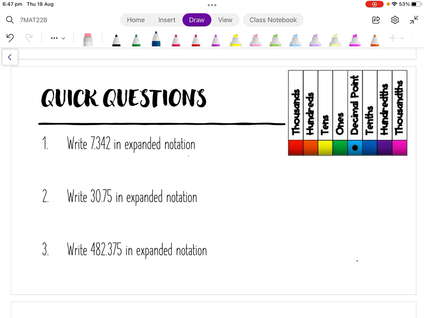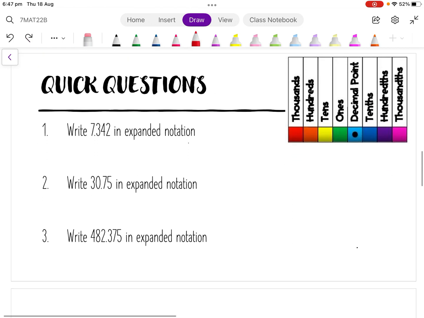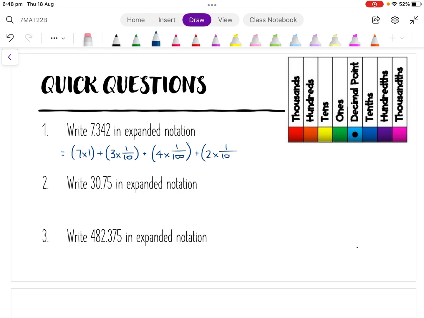Okay, so for writing these in expanded notation, you could have used the diagram over here in order to help you out to do these. So the first one is to write 7.342 in expanded notation. So we have 7 lots of 1 plus 3 lots of 1 over 10 plus 4 lots of 1 over 100 plus 2 lots of 1 over 1,000.